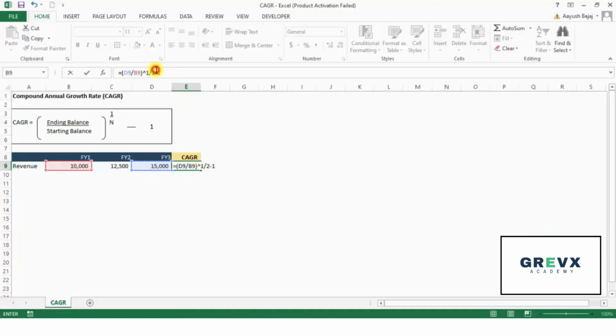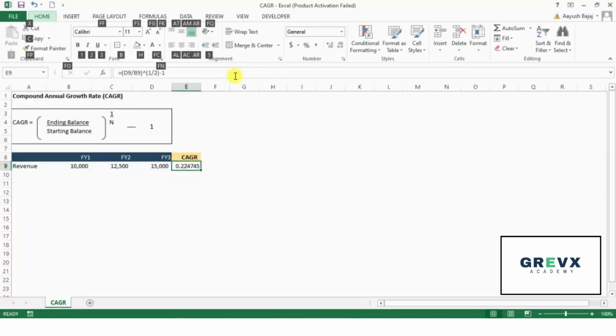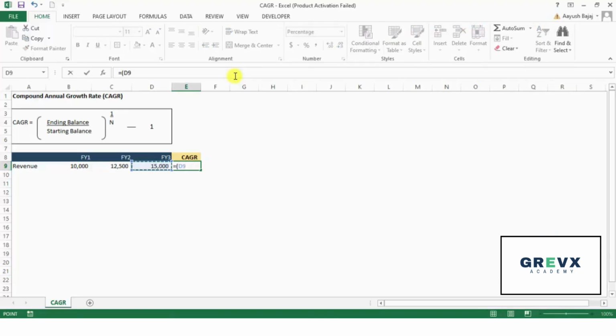You can also put a bracket here if you are getting confused. And you get 22%. So that is how I compute CAGR. Let's do it again once more. This will be my ending balance divided by the beginning balance raised to the power 1 by, now starting this value, how many years? 1 year, 2 year. So 1 by 2 and minus 1.